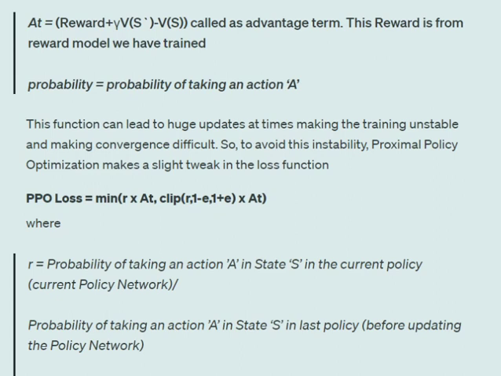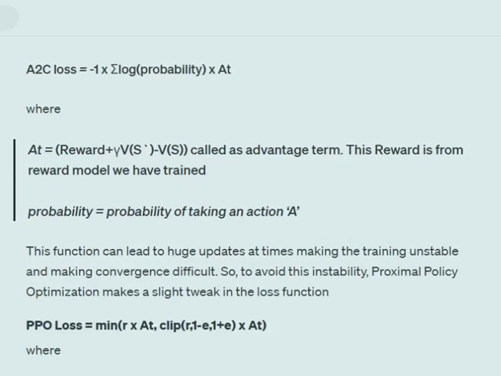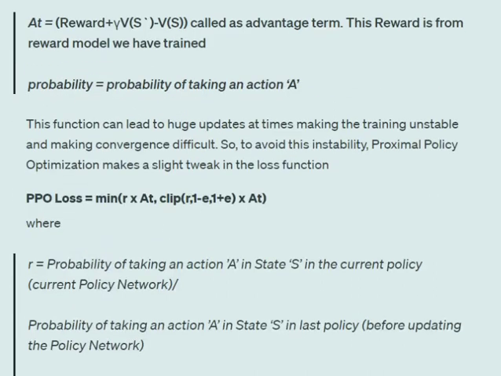So, what do we mean by last policy and current policy? Last policy means, before updating the weights, what was the network? We need to consider that probability and the current probability that we are getting from the updated network. That forms our R. AT remains the same: reward plus gamma times value function of the future state minus value function of the current state, and E is basically a constant that has been set as 0.2 in the model. So with this particular loss function, the training is smoother. So using this PPO methodology, eventually we will be training the SFT model and eventually getting ChatGPT.